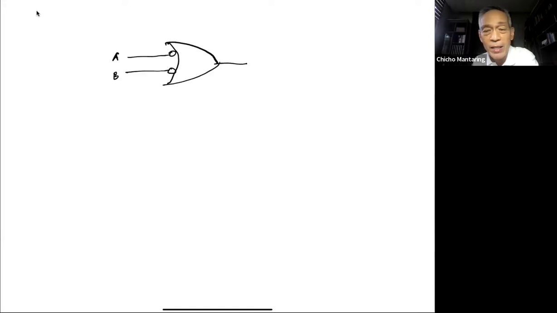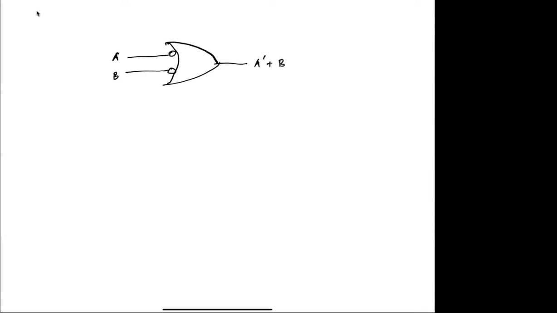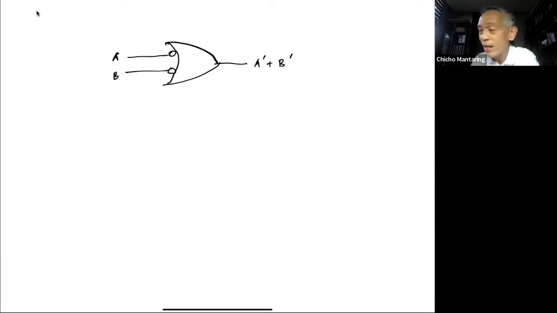Not A plus not B. Yeah, that's right. So this is A not plus B not. Okay. What does the truth table of this look like?